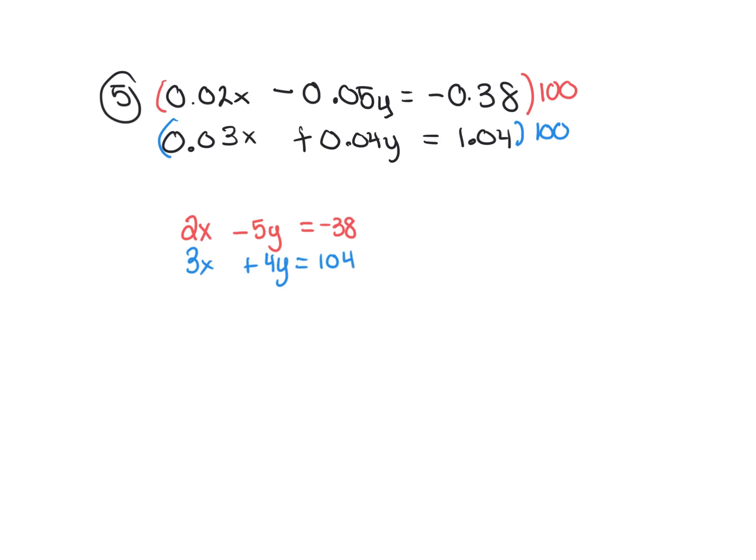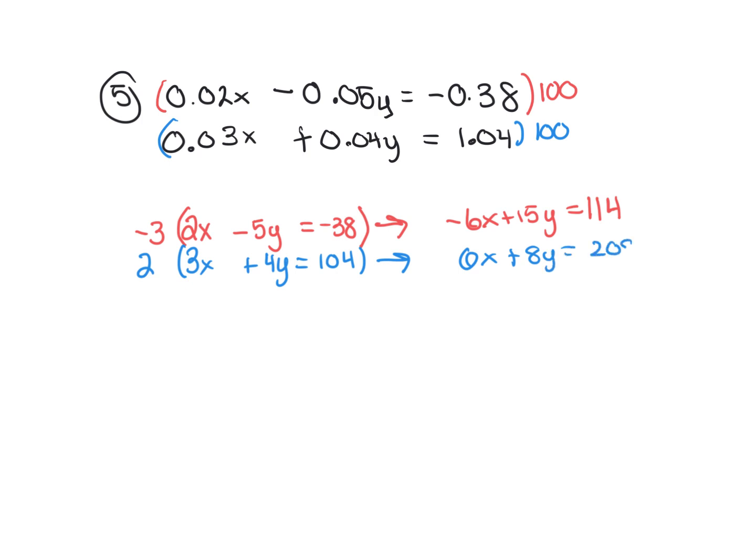And now that it is much nicer, I'm going to multiply again just so that I can do elimination or substitution or anything of that nature. Let's do elimination. Let's multiply the top equation by a negative 3. It's going to get me to negative 6x plus 15y equals 144. Oops, sorry, not 144. 114. The bottom equation I'm going to multiply by a 2. 6x plus 8y equals 208.